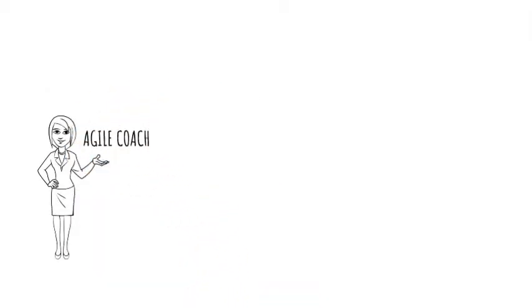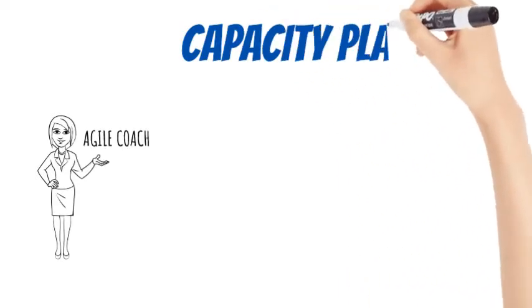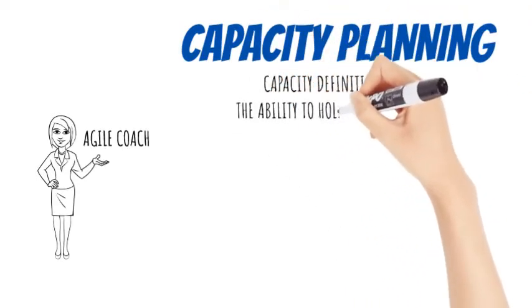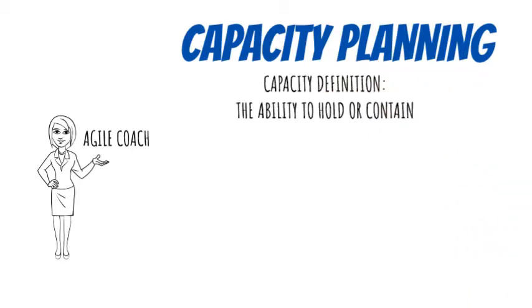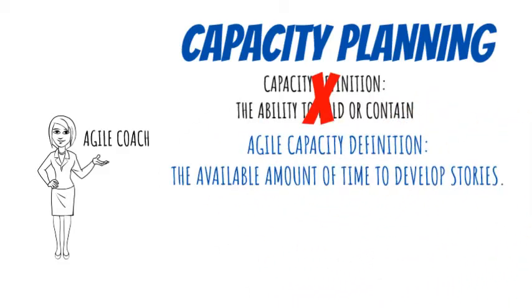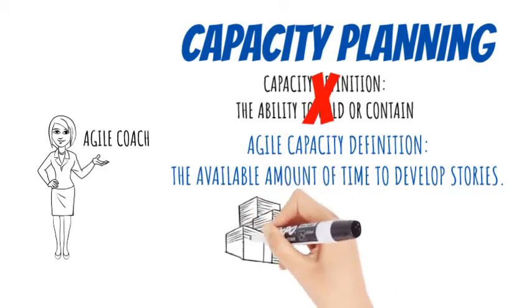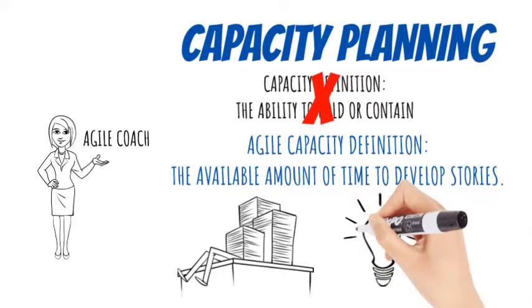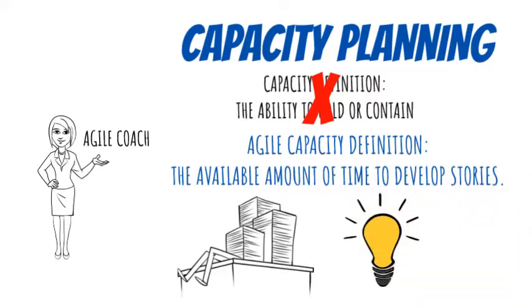And the topic of today's video is capacity planning. We all know the standard definition of capacity. It's the ability to hold or contain. But in Agile, it's a little different. We want to look at the available amount of time that we have to develop stories. It's a crucial piece to the Agile methodology. Without this ability, how do our teams determine how much work they can take on in any given sprint? So it's worth taking a look at how we formulate our capacity and what's the logic behind it.